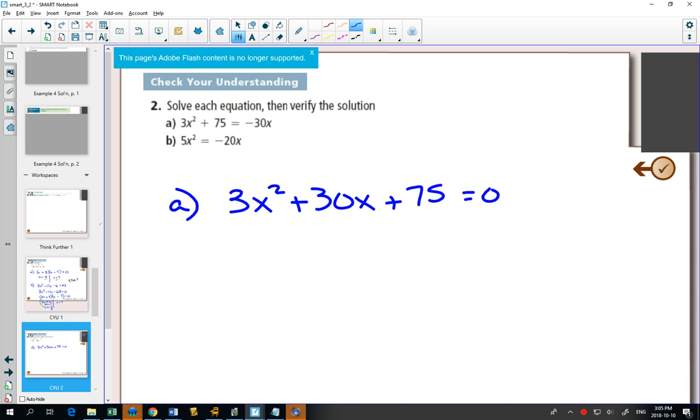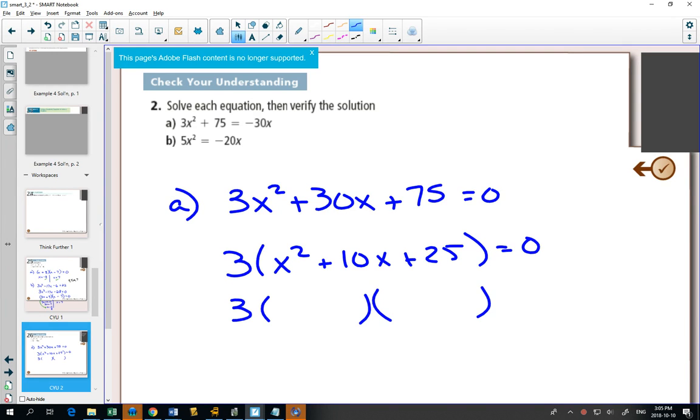And right now we're adding and equaling 0. We want to change this to multiplying and equaling 0. So we're going to factor this. Can you see that each of these terms has a common factor of 3? If you have a common factor, you will always like to take that out to begin with, because that changes the quadratic equation that you're trying to factor into something easier.